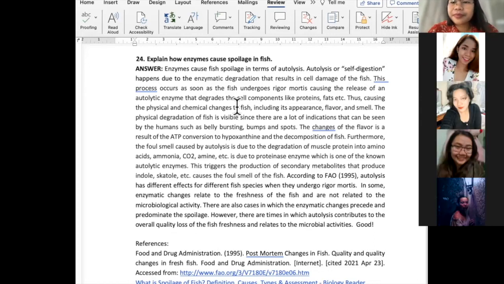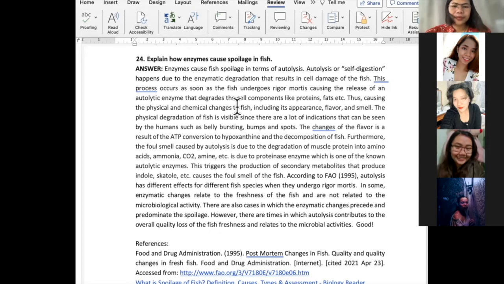Enzymes cause fish spoilage in terms of autolysis. Autolysis or self-digestion happens due to the enzymatic degradation that results in cell damage of the fish. This process occurs as soon as the fish undergoes rigor mortis, causing the release of an autolytic enzyme that degrades the cell components like proteins, fats, etc., thus causing physical and chemical changes to fish, including its appearance, flavor, and smell. The physical degradation of fish is visible, such as belly bursting, bumps, and spots.